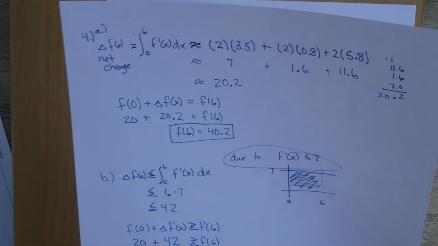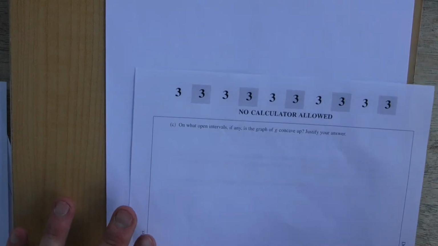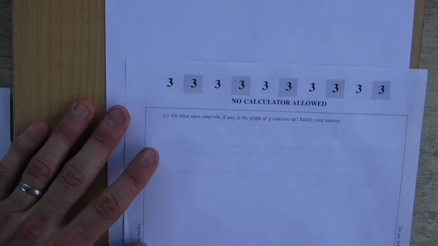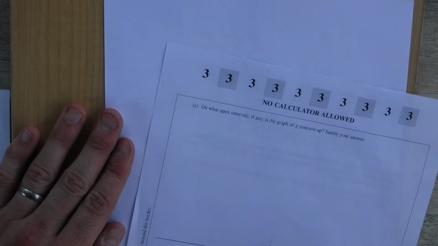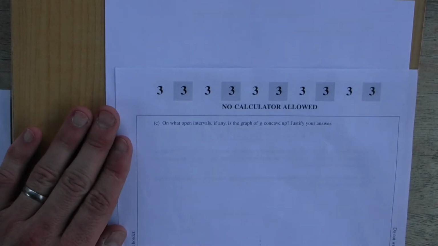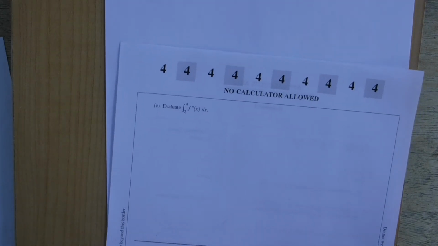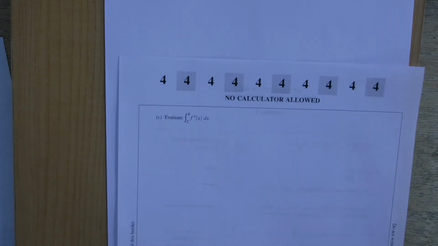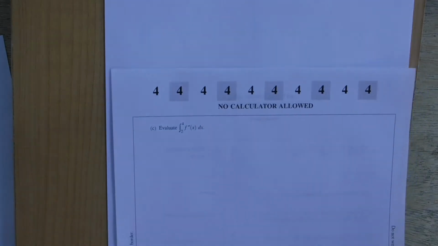All right. Moving forward. Question C. Okay. On the open intervals, if any, is the graph of g... oh, that's number 3. Like, what the hell? I already did that problem. Let's get to a new problem. Sorry. Evaluate the integral from 2 to 4 of f double prime of x. From 2 to 4 of f double prime of x. Yeah, f double prime of x. Okay.